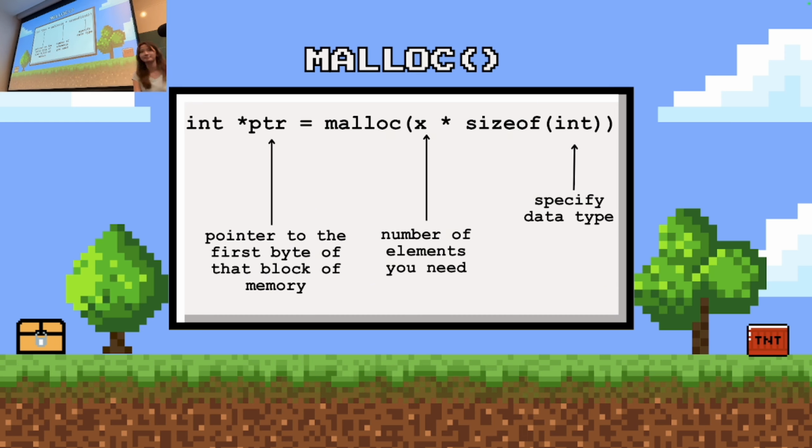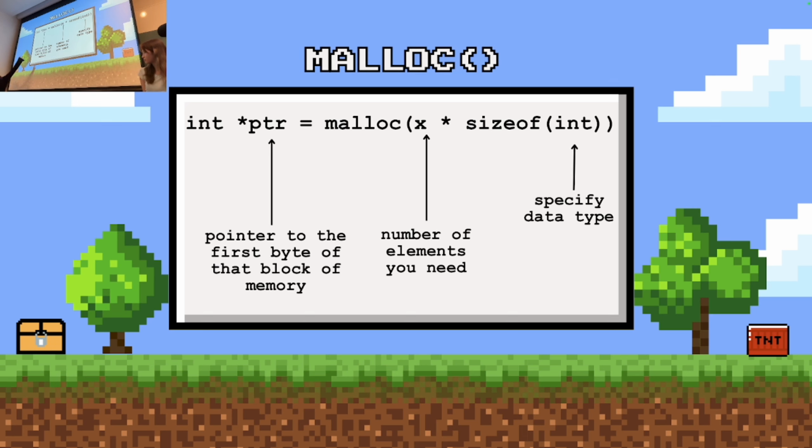And how to use the malloc function? So firstly, we declare what type of data type you want to use. It could be an integer, a character, or a double. And then we have our pointer, which I call PTR, with an asterisk in front of it because it's a pointer. What that does is it points to the first byte of the block of memory that we have malloced.